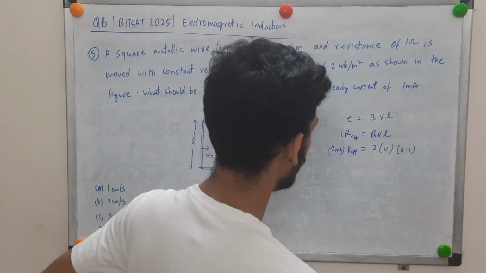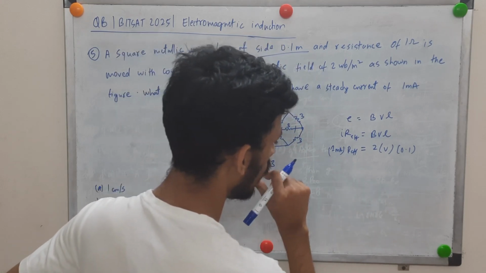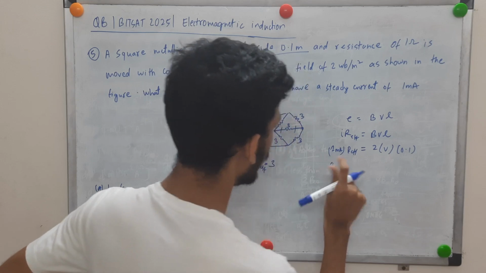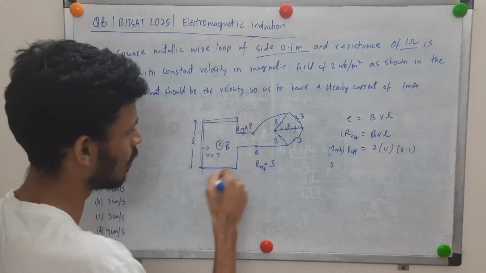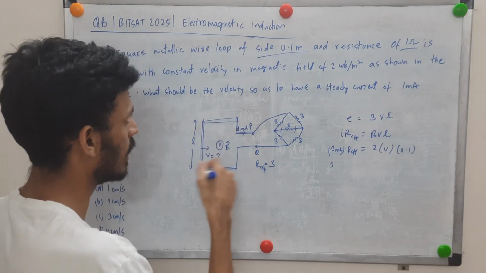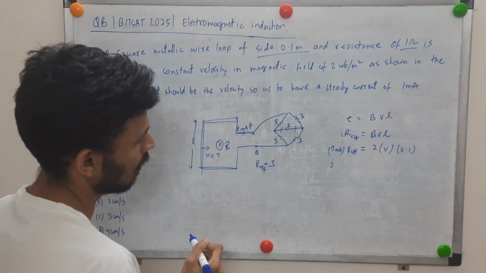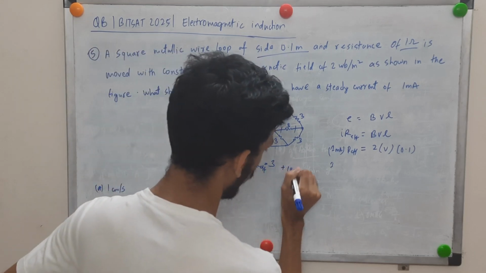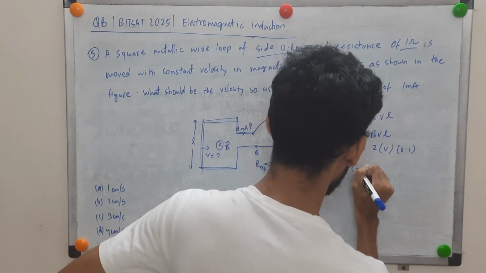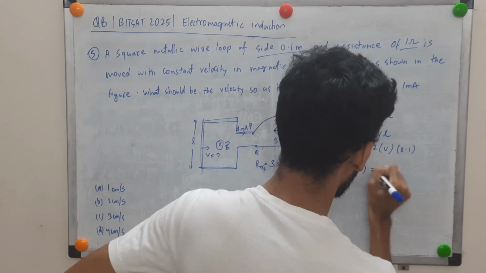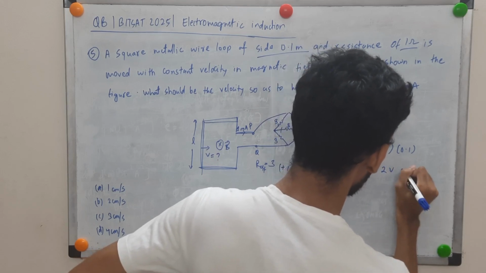Okay, and now this is 3, and mind you, it is not 3 actually, 3 plus 1, right? So there is also resistance in this assembly, the square, right? So 3 plus 1, it is 4. So you might tend to make a mistake over here. So this is 4, and this is 2 into V into 0.1.